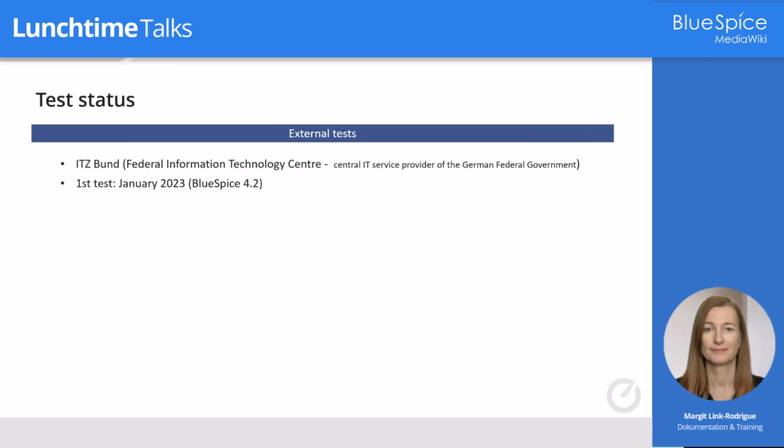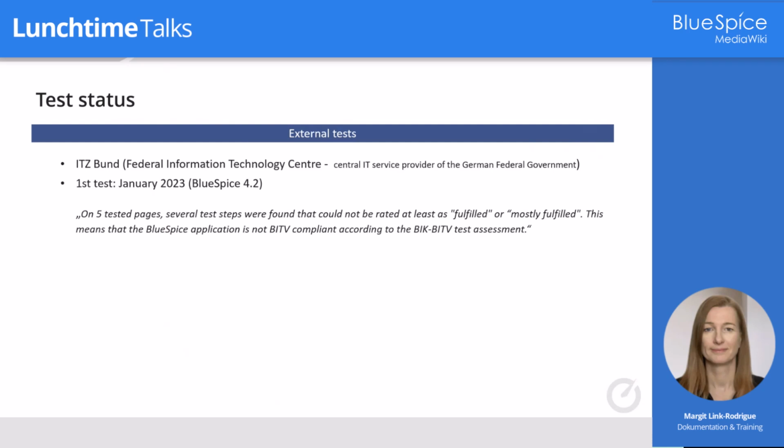So what's the current test status? The first external test we had was with the ITZ Bund, which is the Federal Information Technology Center here in Germany. The reason why they tested BlueSpice is that it was added to the federal cloud system and then got channeled through their accessibility testing. So we got the first test results back in January 2023. They always take pages of an application and thoroughly test them. And on these pages, they found several steps that could not be rated as fulfilled or mostly fulfilled, the first two evaluations that are possible.